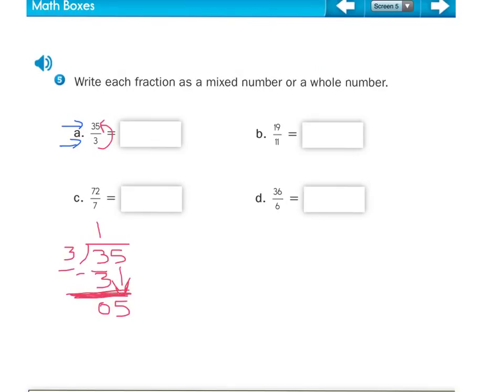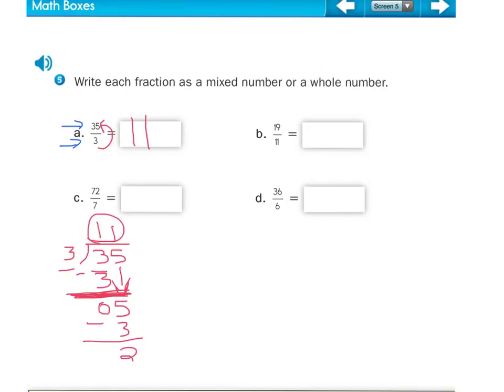How many times does 3 go into 5? 1 time. 1 times 3 is 3. When I subtract, I'm left with 2. 2 is my remainder, so I know it's going to be a mixed number. So my whole number is going to be 11. It needs to be bigger than your fraction part of it, so I know what is the whole number, what's the numerator, what's the denominator. So make sure you make that distinguished so that I can tell the difference, okay? So 11 is my whole number, the number up top, okay?